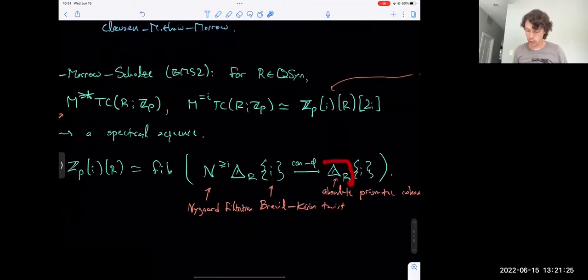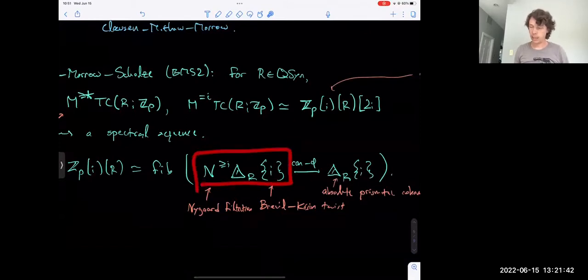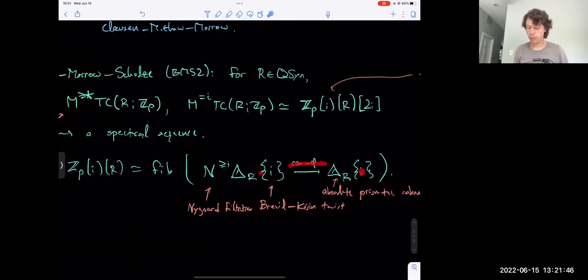So this Δ_R is absolute prismatic cohomology. This {i} is what's called a Breuil-Kisin twist. And this N^{≥i} is what's called the Nygaard filtration. And in this setting, there's this map, can minus φ, from here to here, and we take the fiber. So I'm going to say a bit more about this in a moment.